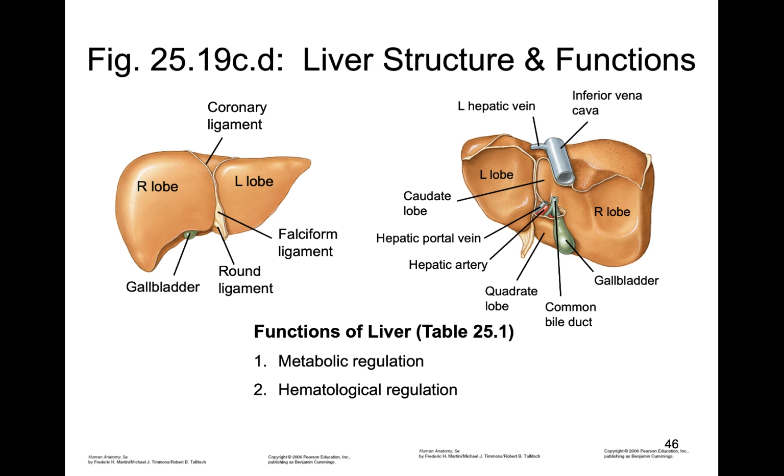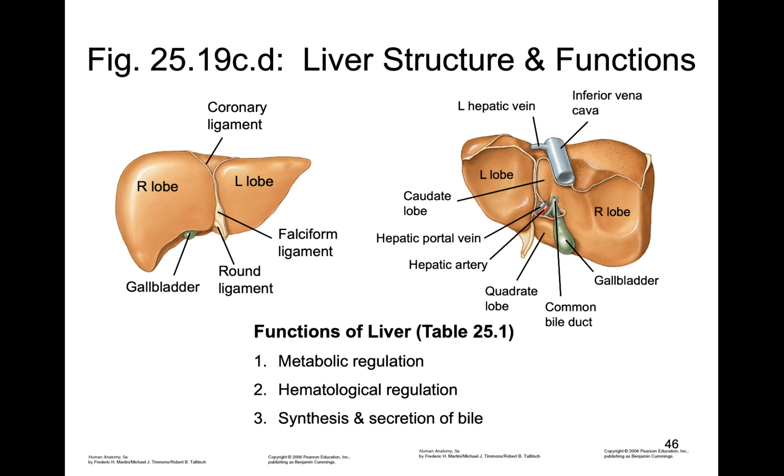So the functions of the liver, you're going to learn that it's going to work with a lot of other organs. So if you drink alcohol, the liver is going to break it down with enzymes. And another one is the hematological regulation. Hemato refers to your blood. So once it's the end of your red blood cell life cycle, it's going to be broken down by the liver, and it's going to be recycled by the liver.